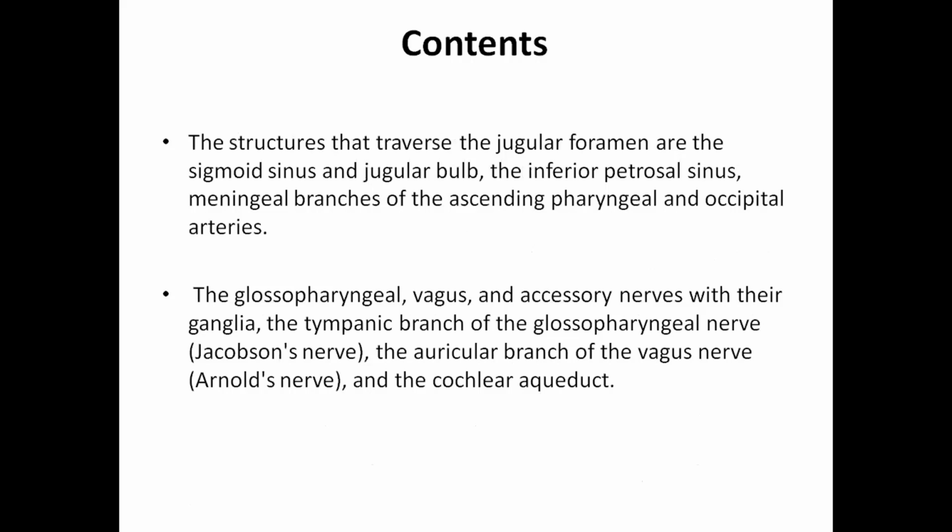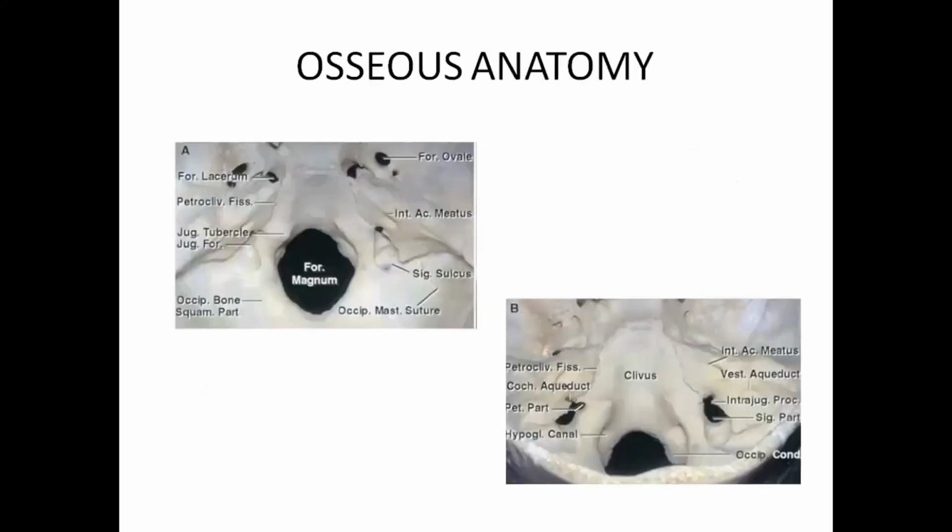The contents that traverse the jugular foramen, as we discussed earlier, are the sigmoid sinus and its jugular bulb, the inferior petrosal sinus, and the meningeal branches of the ascending pharyngeal and occipital arteries. Among the neural structures, we have the glossopharyngeal nerve, the vagus, and accessory nerves with their ganglia, the tympanic branch of the glossopharyngeal nerve, which is also called Jacobson's nerve, the auricular branch of the vagus nerve, which is called Arnold's nerve, and the cochlear aqueduct.